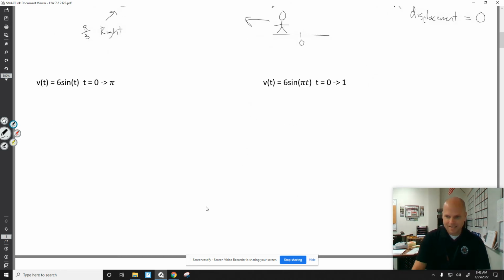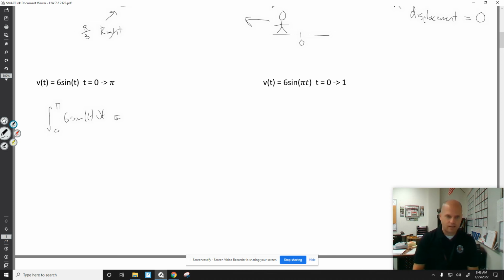Okay, my velocity is 6 sine t. Obviously, my velocity is positive and negative, so my displacement might be 0, it might be negative, it might be positive. It all depends on my interval. I'm going from 0 to pi. To accumulate our velocity to get our displacement, our velocity times time.